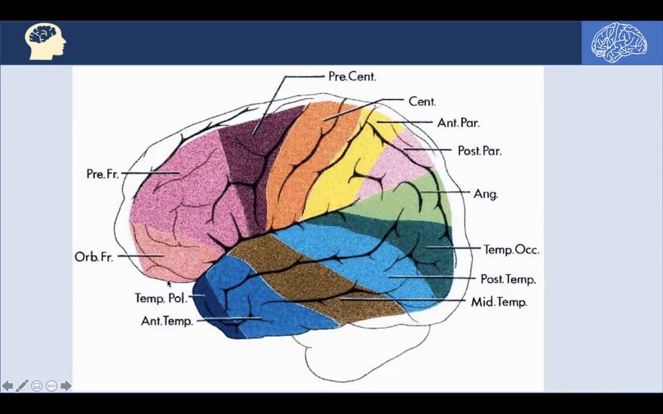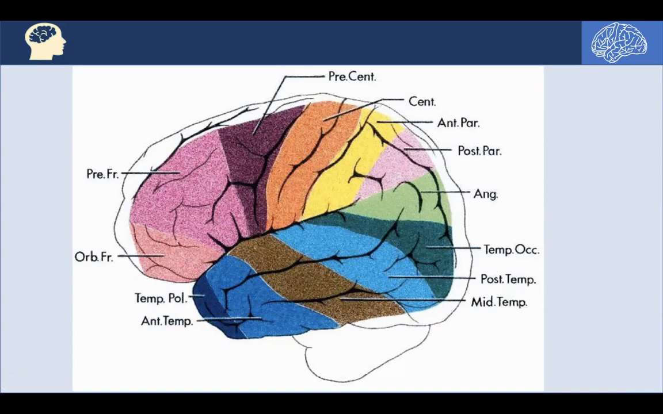For example, we have here the orbitofrontal area, the prefrontal, the precentral, the central, anterior parietal, and posterior parietal areas, which would usually be supplied by the superior trunk, and there would be stem arteries designated for each area. And then inferiorly, we have the angular area, the temporo-occipital, the posterior temporal, middle temporal, anterior temporal, and the temporopolar area.